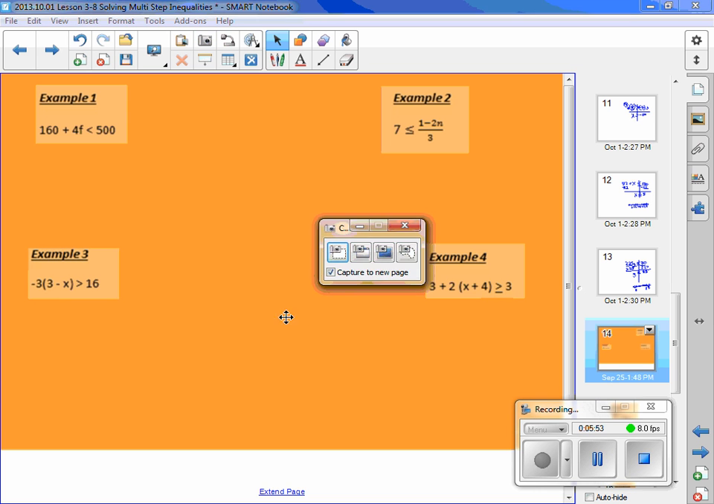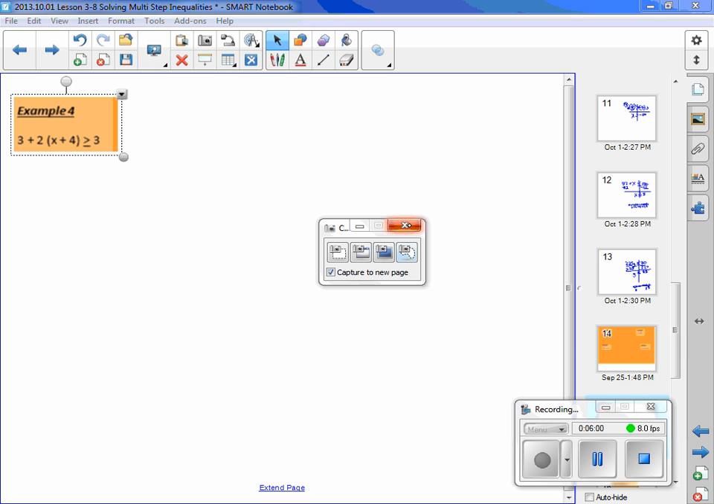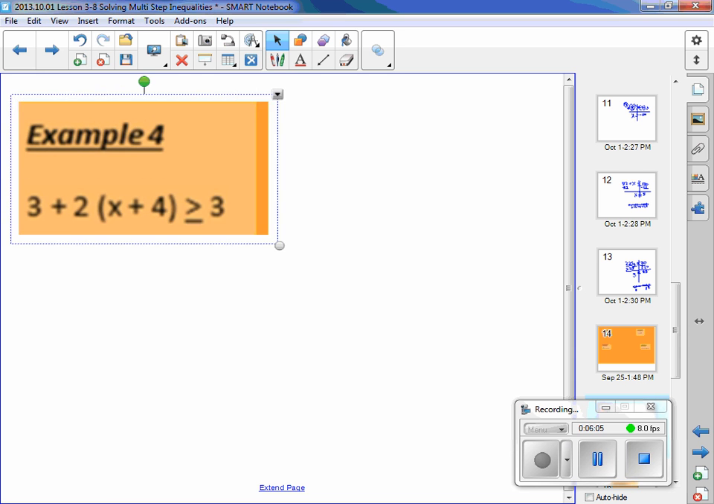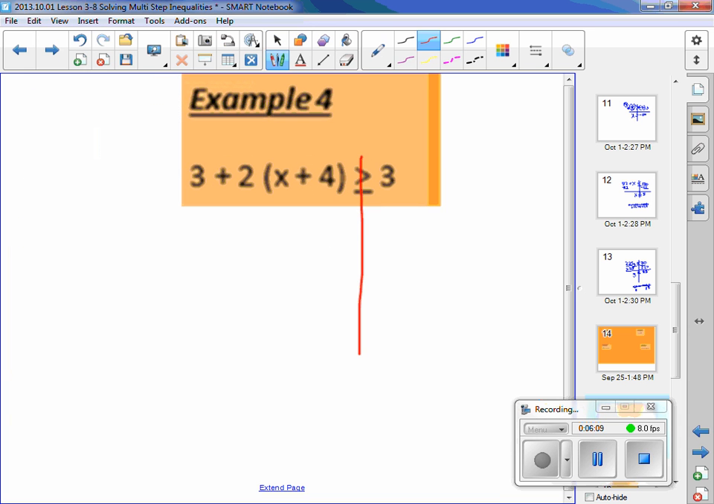And then number 4. Okay, what are you always supposed to try first? Try to distribute first. So what am I distributing with? The 2. What happens to the 3? Bring it down. So I got 3 plus what? 2x plus 8 is greater than or equal to 3.